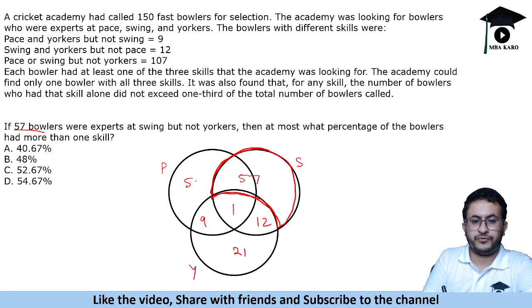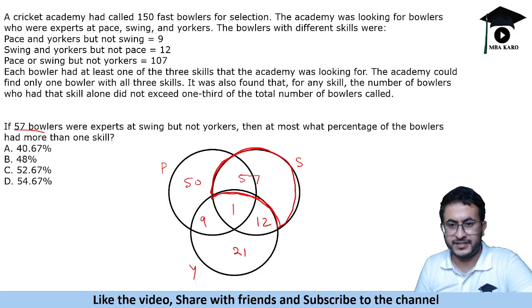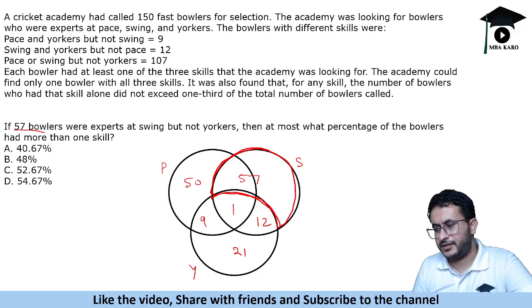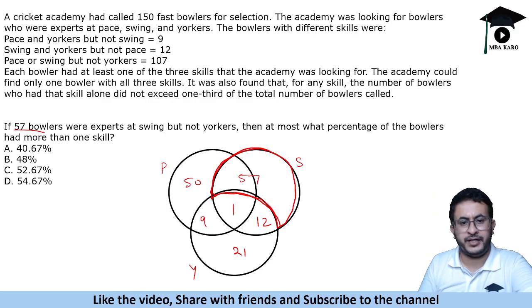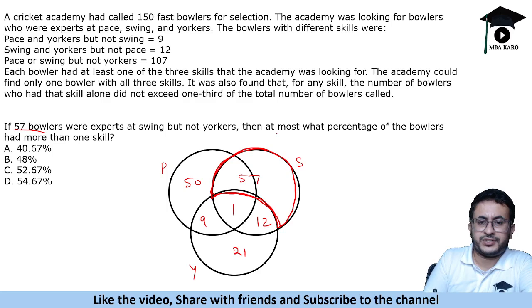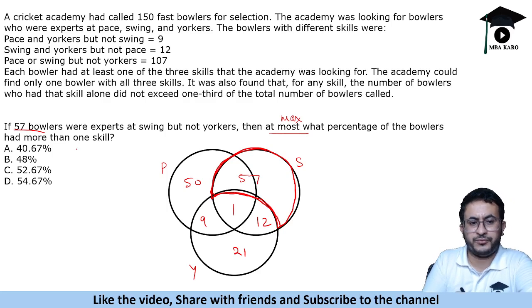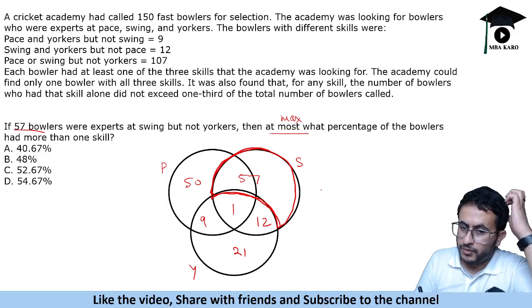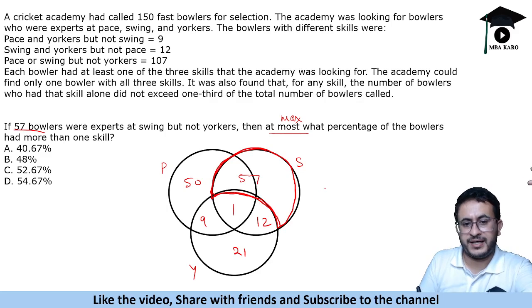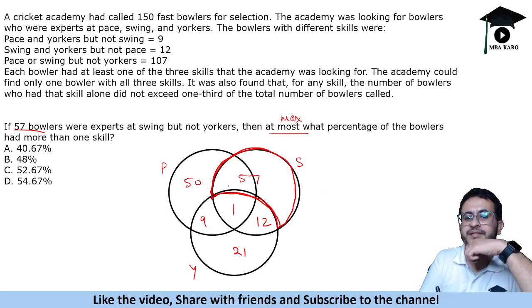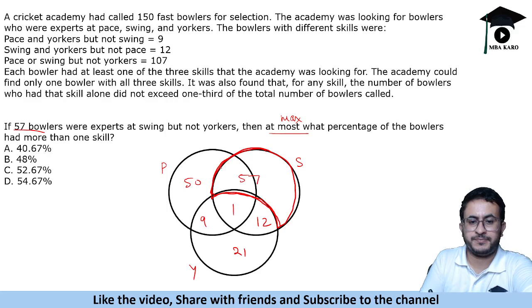So we will have only pace 50. We will have to take it like that by default. Now it says at most, that means maximum. What percentage of the bowlers had more than one skill? We have to maximize more than one skill, which means we have to maximize this part.